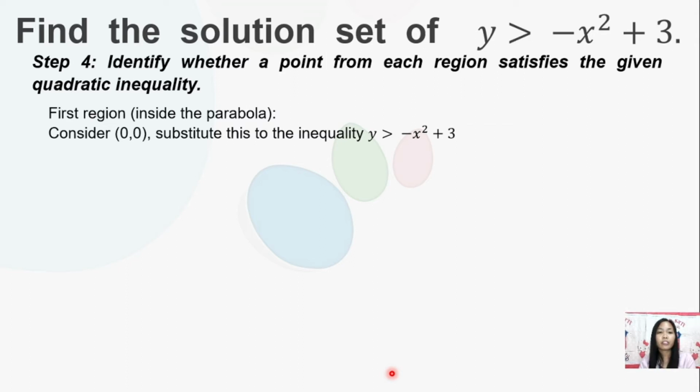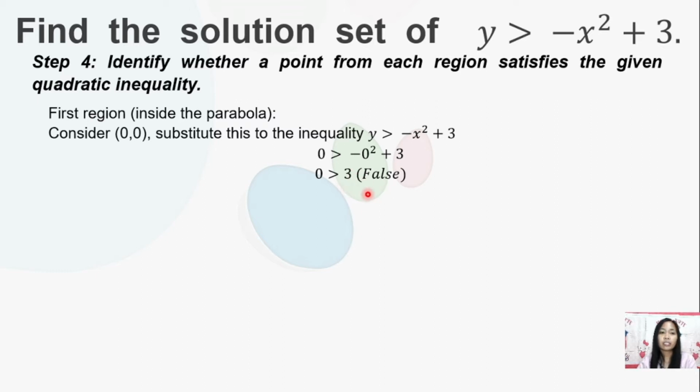So in the first region, or inside the parabola, we consider (0, 0), or the origin, and substitute this to the inequality y is greater than negative x squared plus 3. Therefore, we have 0 is greater than negative 0 squared plus 3, giving us 0 is greater than 3, which is a false mathematical statement because 0 is not greater than 3, rather 0 is less than 3.